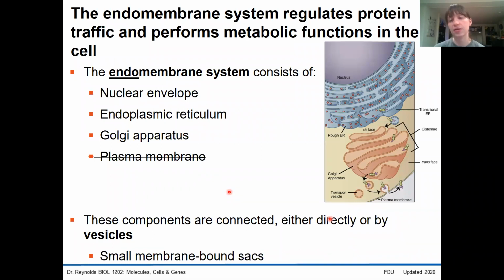The endoplasmic reticulum is next. This is the site of protein synthesis for most proteins. And this is going to be directly connected to the nuclear envelope. There's a Golgi apparatus which sorts and packages those products synthesized by the endoplasmic reticulum. And this is indirectly connected to the plasma membrane.